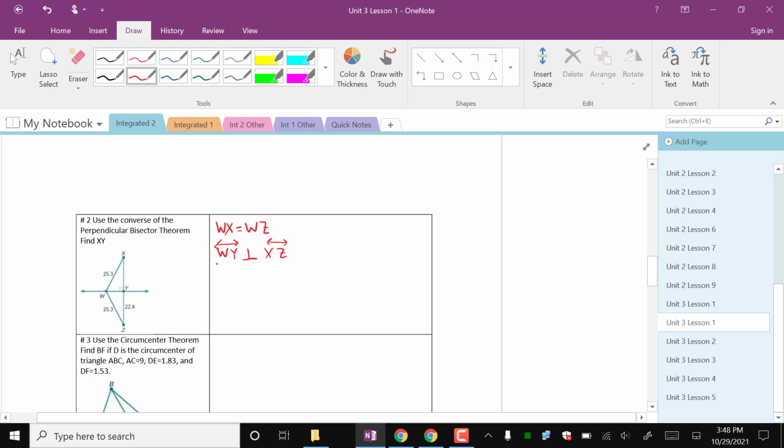So WY is the perpendicular bisector of XZ by the converse of the perpendicular bisector theorem. So by the definition of the segment bisector, XY equals YZ. Well, YZ equals 22.4. So XY equals 22.4.